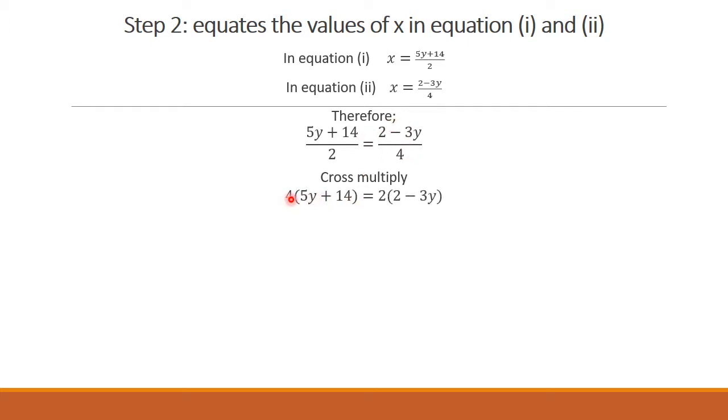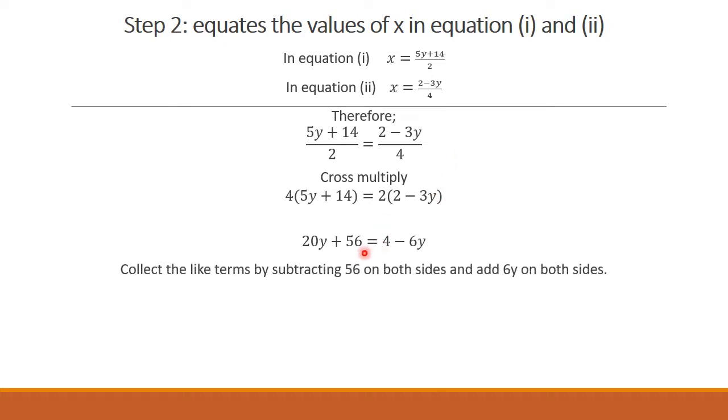So we have now seen 4 is multiplying this, and this is this, and then 2 is multiplying this, and this is this. So let us do the simple multiplication. 4 times 5y gives us what? 20y. And 4 times 14 gives us 56. 2 times 2 gives us 4. And 2 times 3 gives us negative 6.